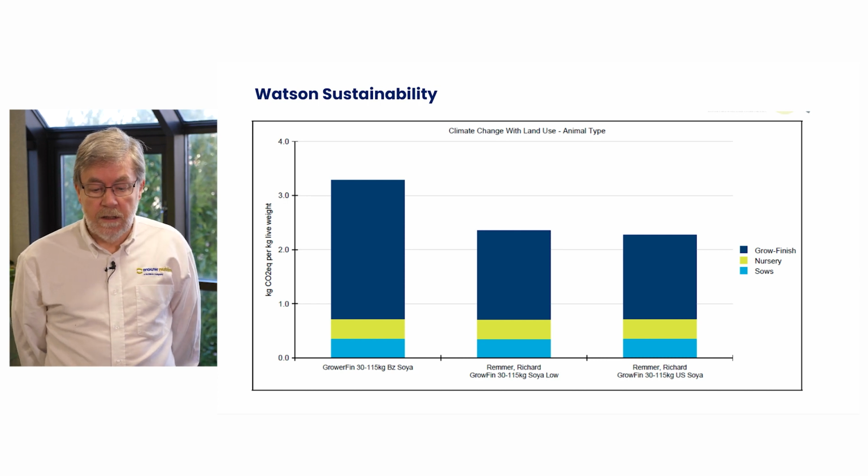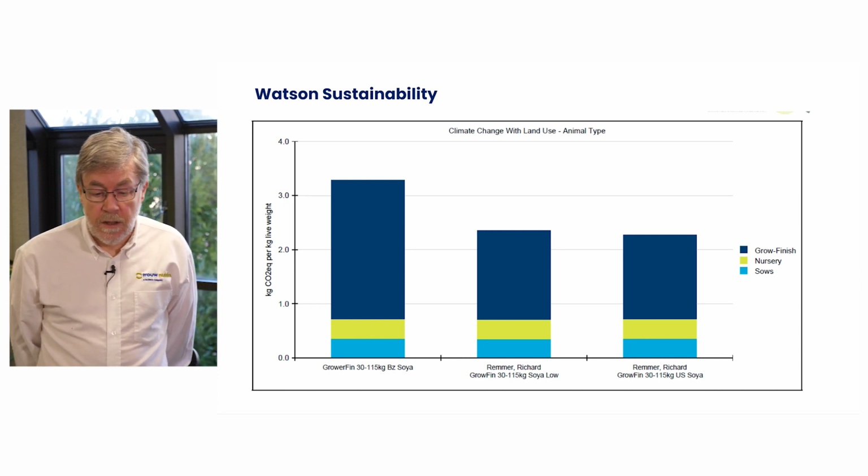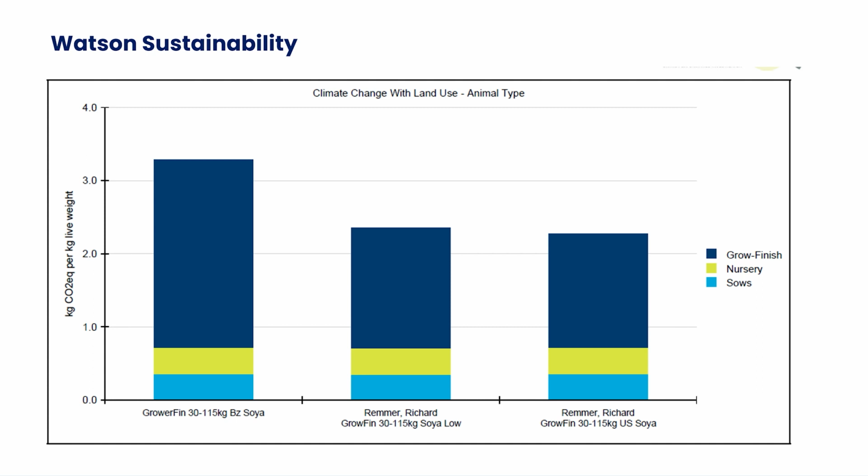You can see here that when we're using the Brazilian soya, the amount of CO2 equivalents coming from the grower finisher phase is large compared to the alternative proteins and the US soya. So any changes we can make in this grower finisher phase will have a bigger impact than making any changes in the sow and the nursery phase.